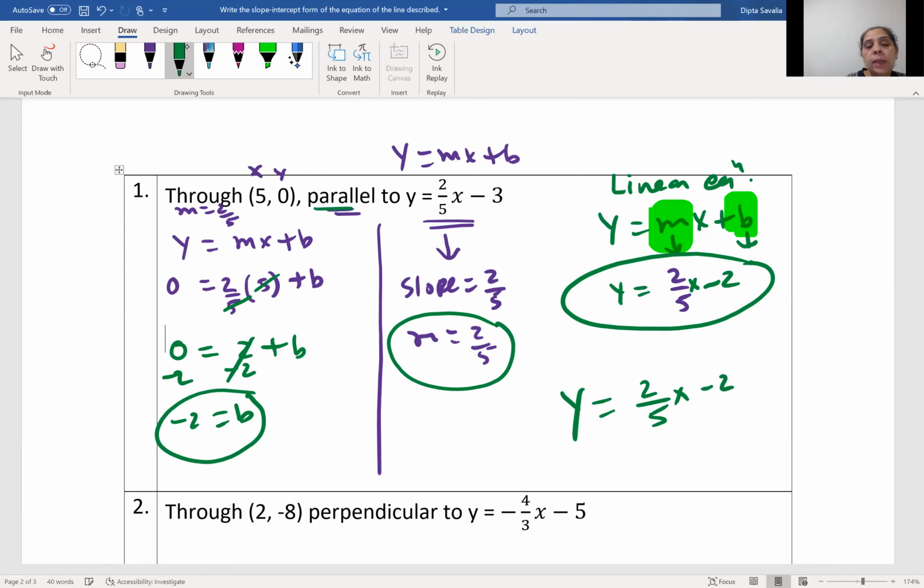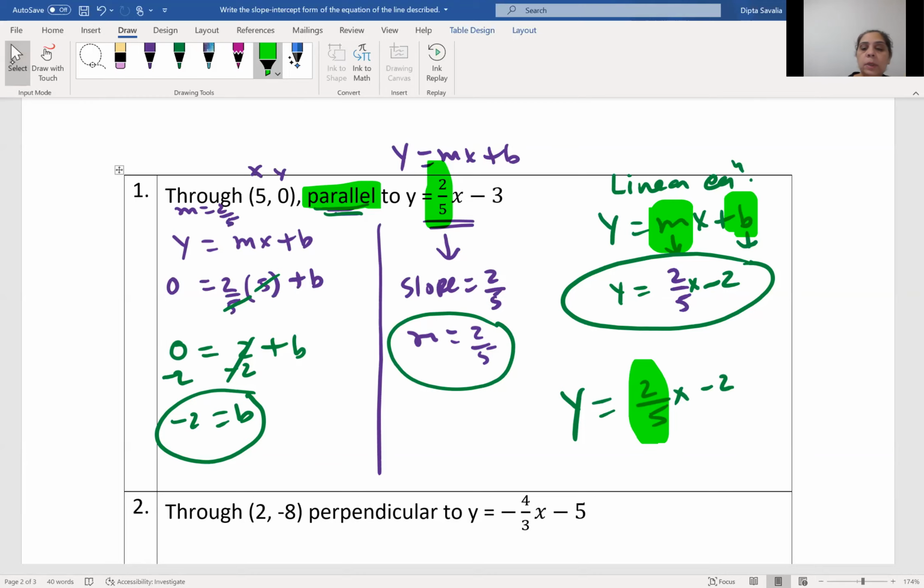Now it says parallel to. So we will check if it looks appropriate. We knew parallel lines have the same slope, right? So I will check what I found, 2/5 x minus 2, and what is the given line, 2/5 x. They must have the same slope because they are parallel lines. All right, let's see the next one.